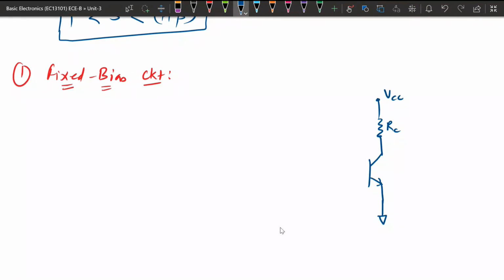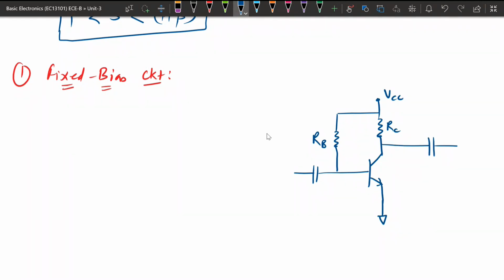This VCC is going to bias the collector side, and the base side will also be biased through the same. So this is the base resistance RB, this is RC and VCC, and here is the emitter terminal, and at the collector we are taking the output.